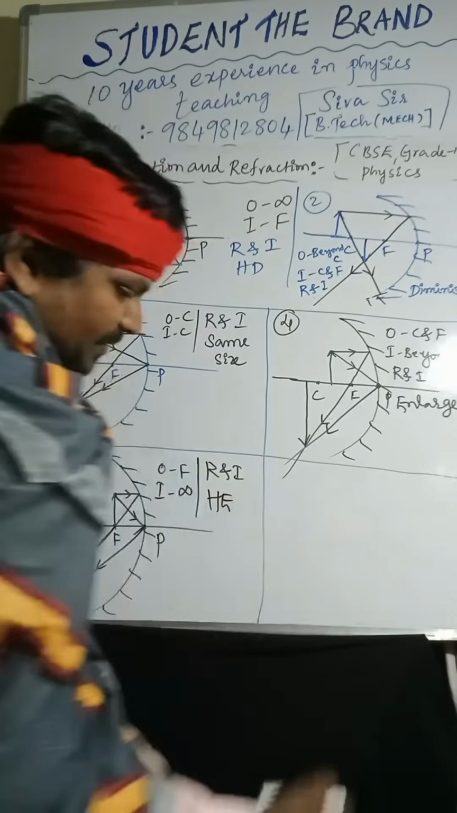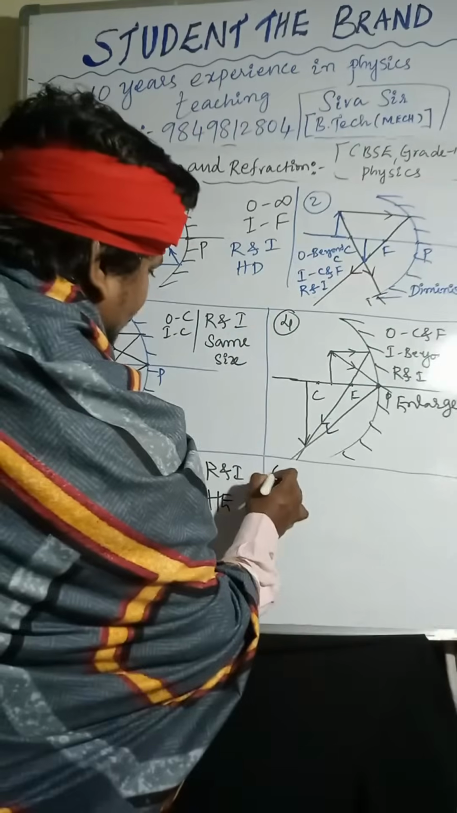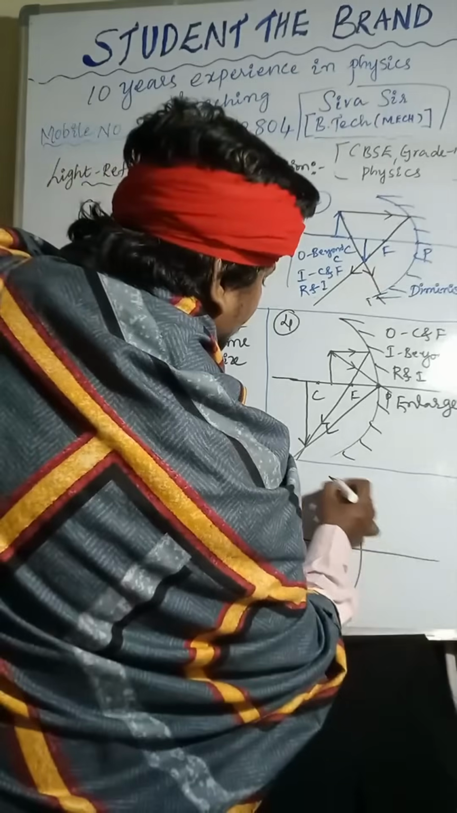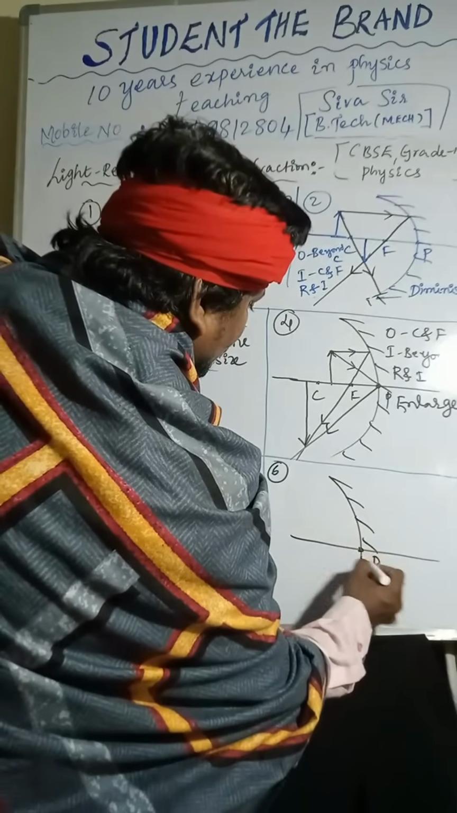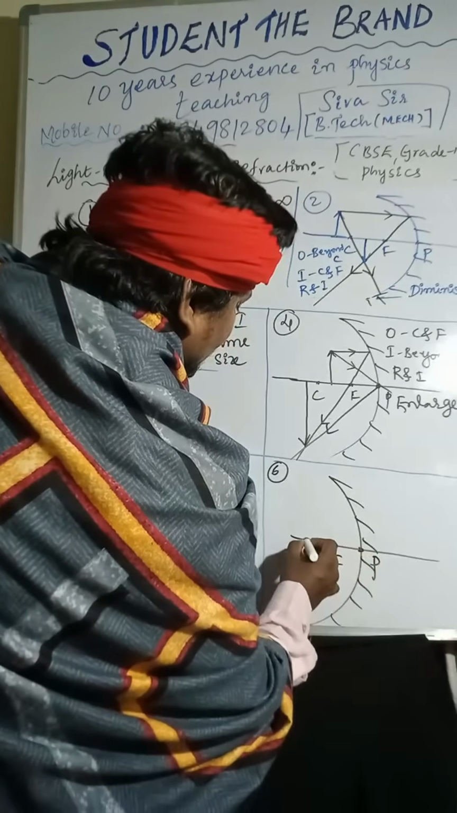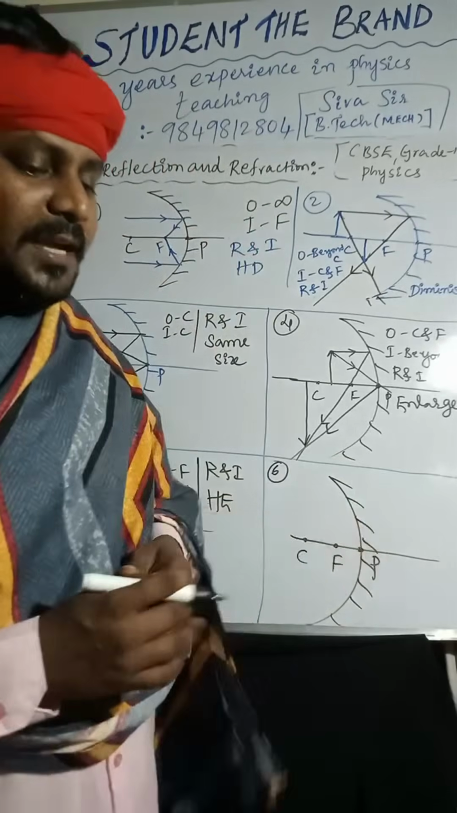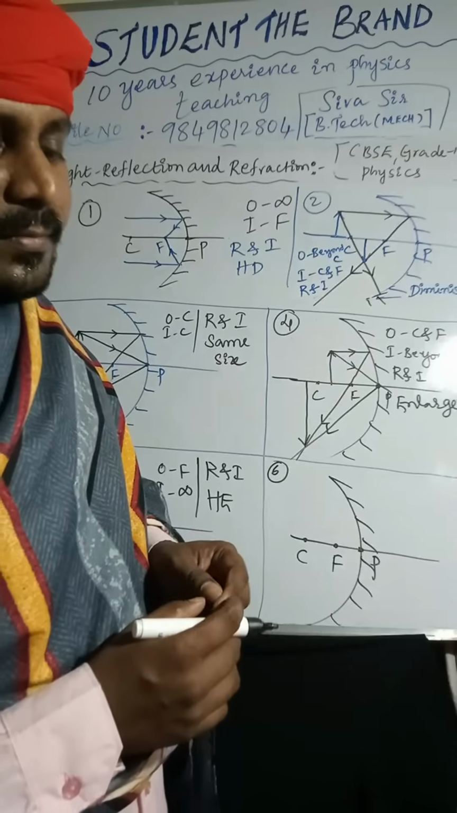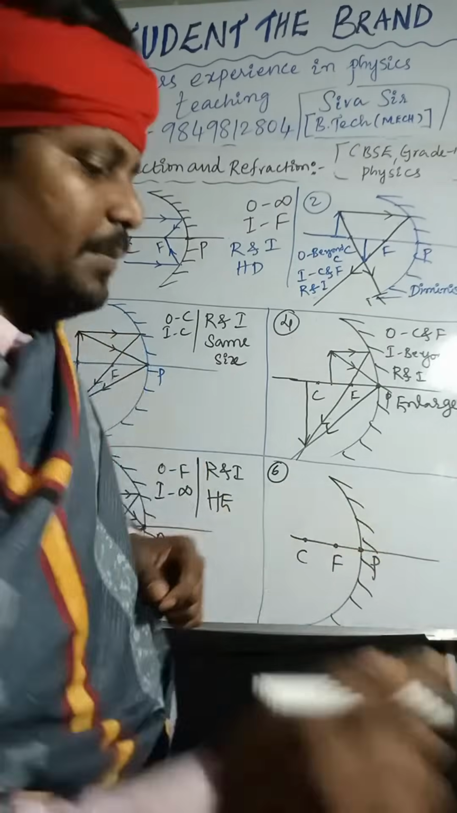Coming to the sixth one. Sixth one. So I am taking here. So pole, focus, center of curvature. Object is placed between F and P.